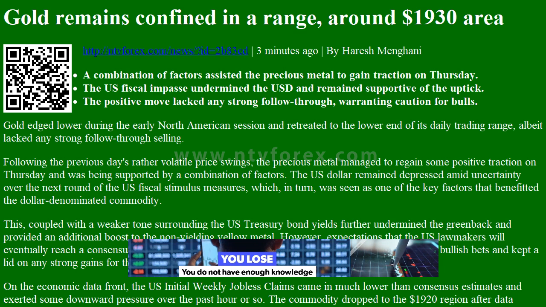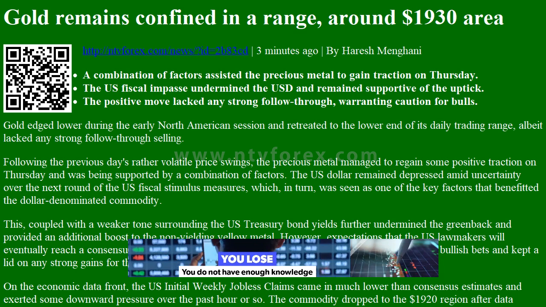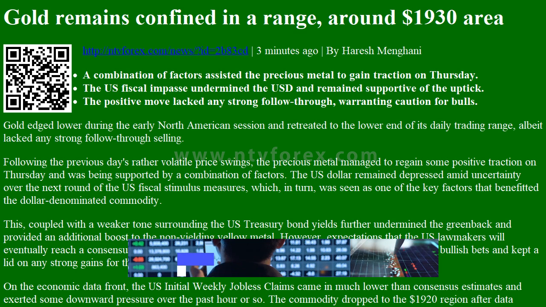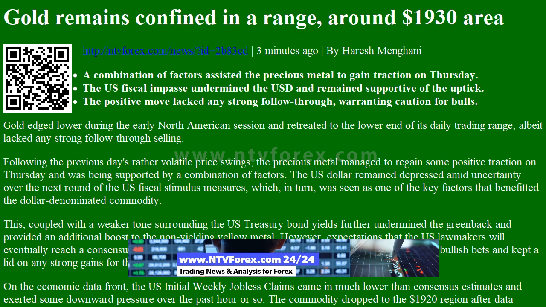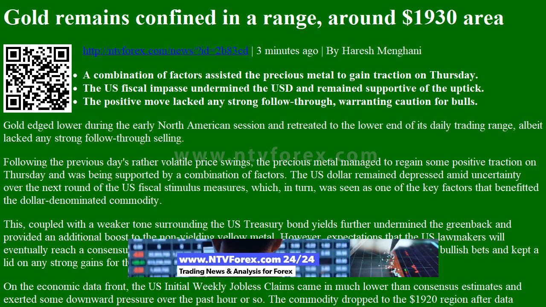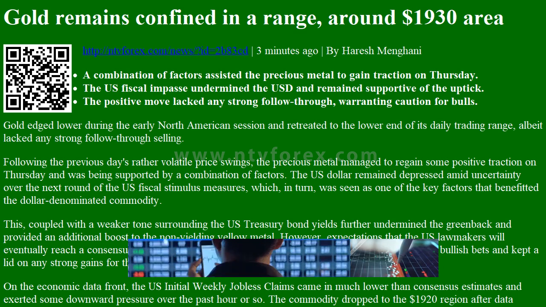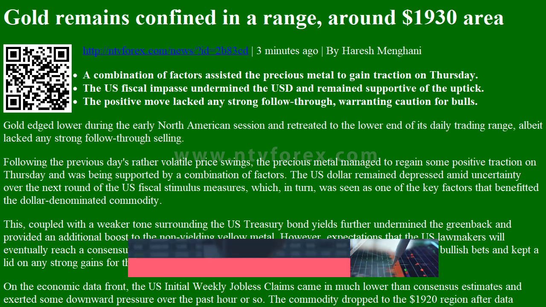www.ntvforex.com. Gold remains confined in a range around the $1,930 area. A combination of factors assisted the precious metal to gain traction on Thursday. The U.S. fiscal impasse undermined the USD and remained supportive of the uptick. The positive move lacked any strong follow-through, warranting caution for bulls.